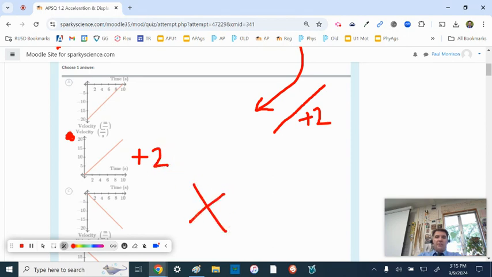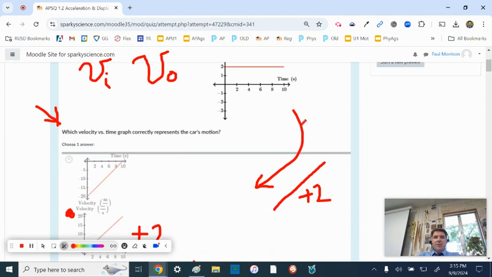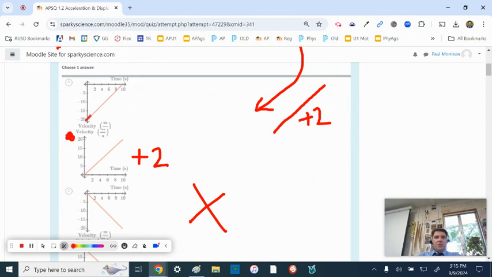The reason why is because you didn't read. It says it slows to a stop, and it's driving west. West is actually to the left, which technically is negative. So as you go down here, it was going negative 20, and then it slows down to 0 and stops. That one caught a lot of people. So anyway, that's the right answer.